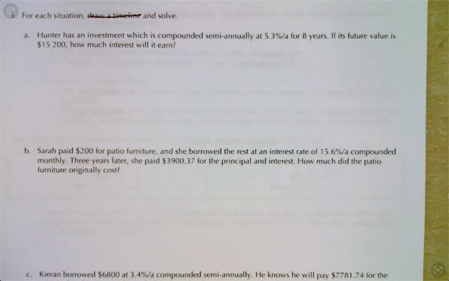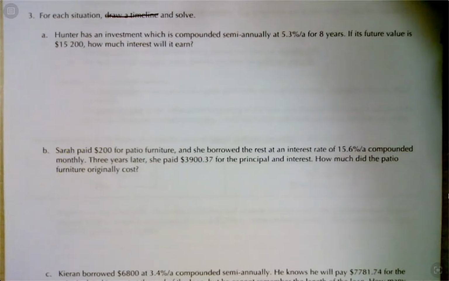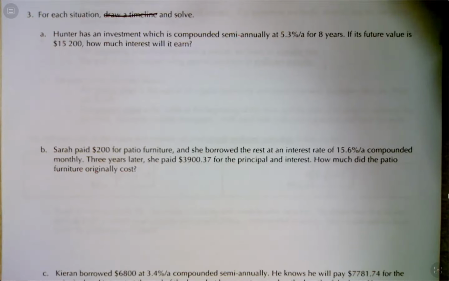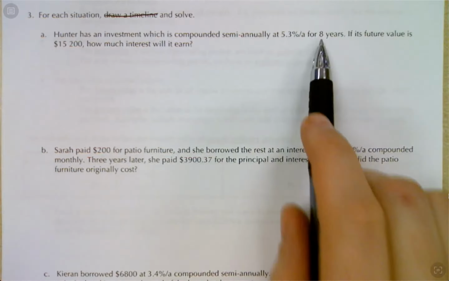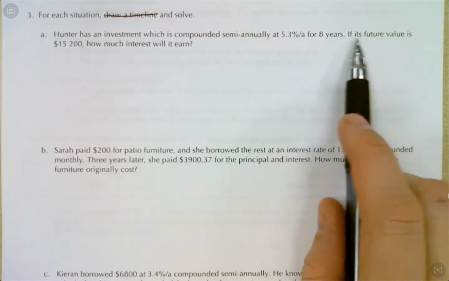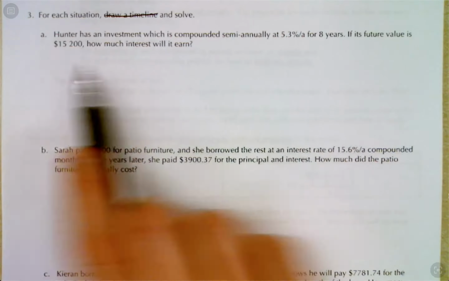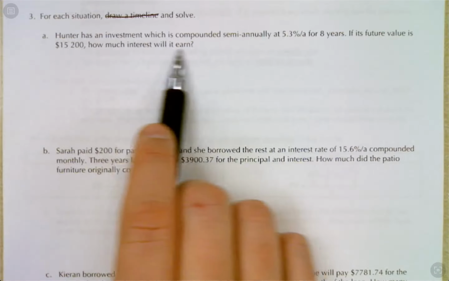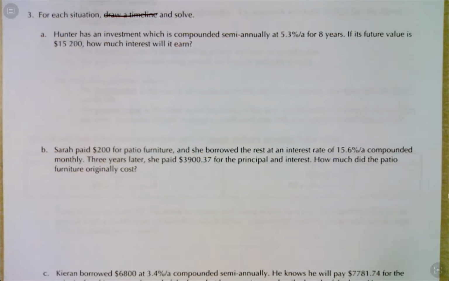Hunter has an investment which is compounded semi-annually at 5.3% per year for 8 years. If its future value is $15,200, how much interest will it earn? Okay, so to find out how much interest it will earn, we need to find the principal, because interest is the difference between the future amount and the principal. So first step is going to be to find PV.